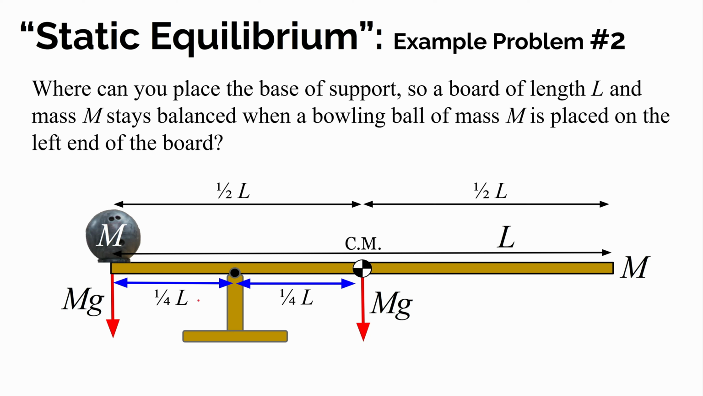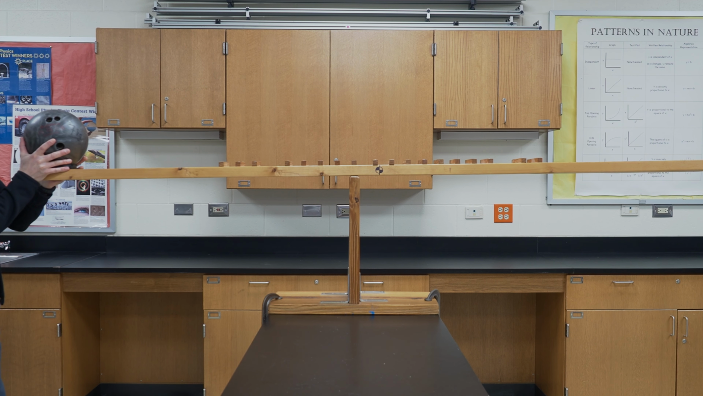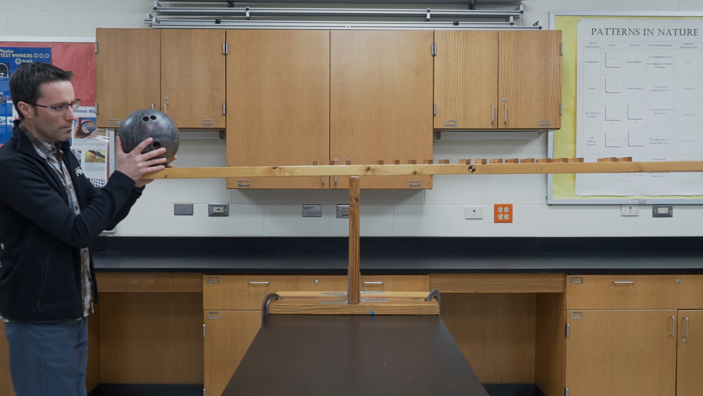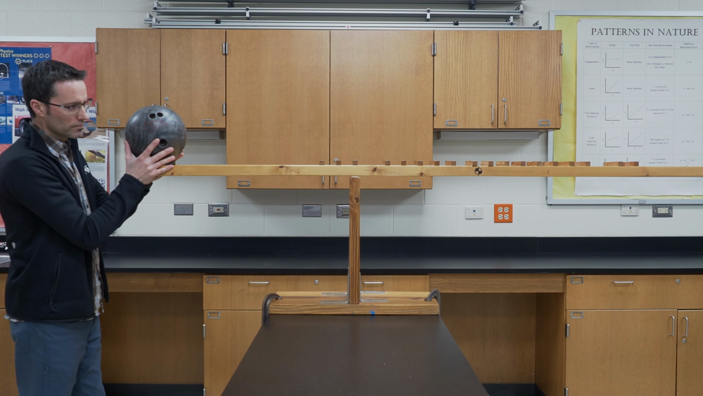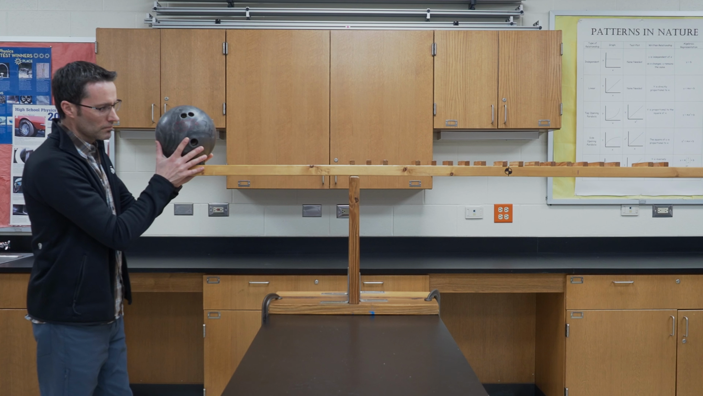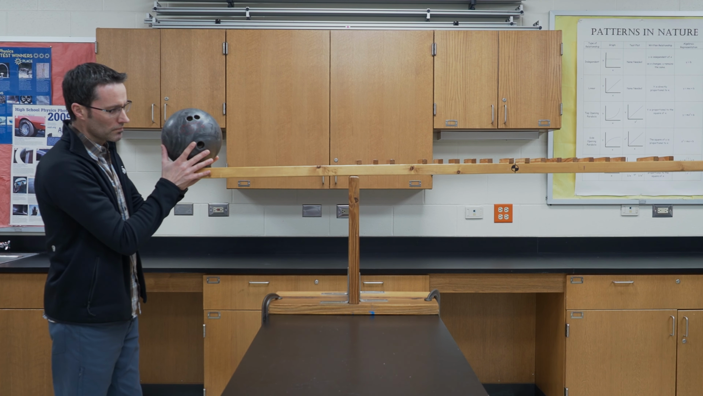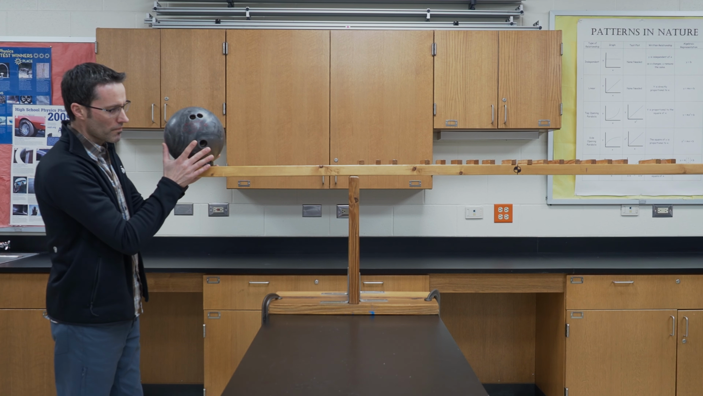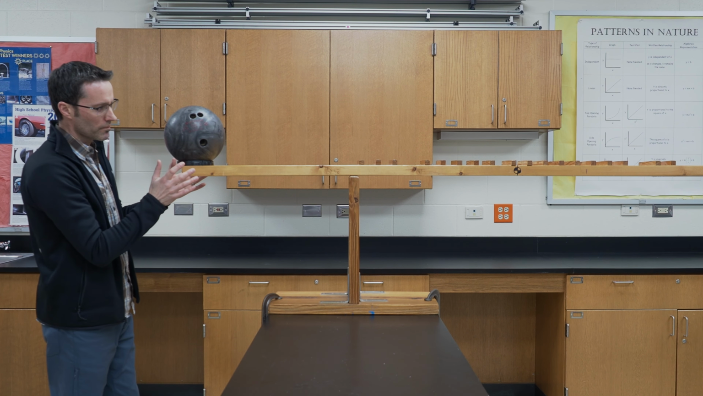So let's find out if that's actually the case. I'm going to take the 7 kilogram bowling ball as close as I can get to the left-hand side and then slide the board over until I can find a spot where it doesn't rotate. It's in static equilibrium and rotational equilibrium. And that should be exactly in the midpoint between the bowling ball and the center of mass location as marked on the board. So that seems to be right about the spot.